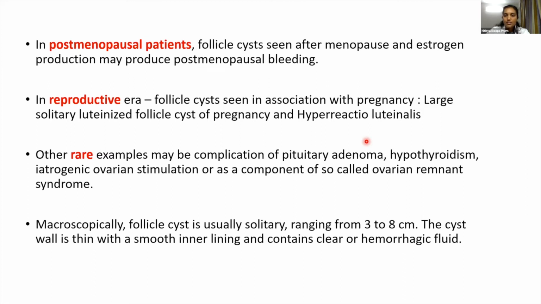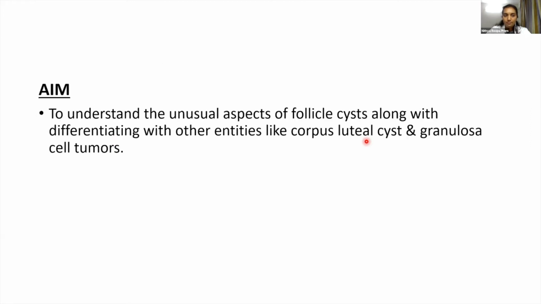Macroscopically, follicle cyst is usually solitary, 3 to 8 centimeter. The cyst wall is thin with smooth inner lining and contains clear to hemorrhagic fluid. It has generally been thought that, except in pregnancy, the mere size of lesion is crucial in distinguishing between the follicle cyst and adult granulosa cell tumor, as we rarely consider follicle cyst more than 8 centimeter.